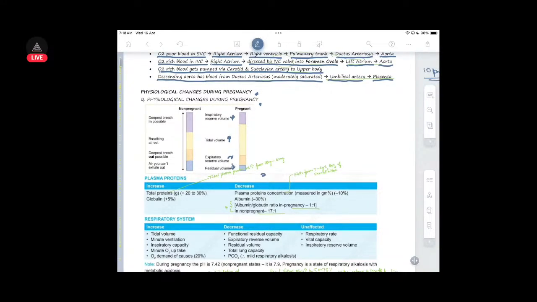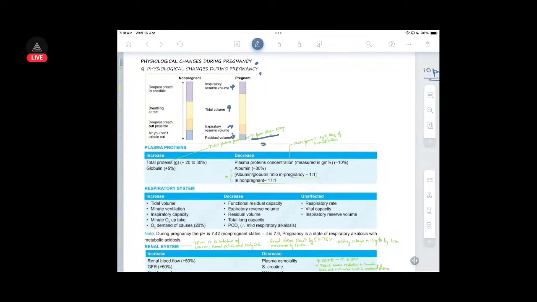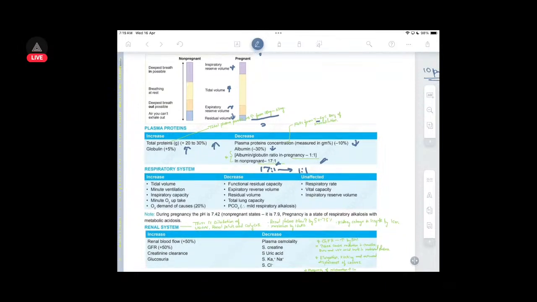Plasma protein: total plasma protein increases from 180 to 230 grams. Plasma protein concentration will decrease from 7 to 6 grams. Total protein will increase. Globulin will increase. Plasma protein concentration will decrease. Albumin will decrease. So the albumin globulin ratio in non-pregnant women is 1.7:1, but in pregnancy it becomes 1:1. Globulin will increase, albumin will decrease. Okay.